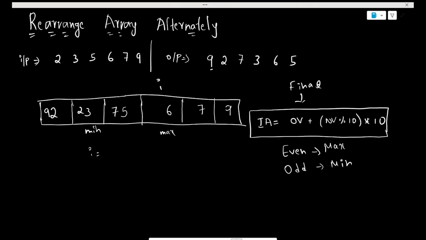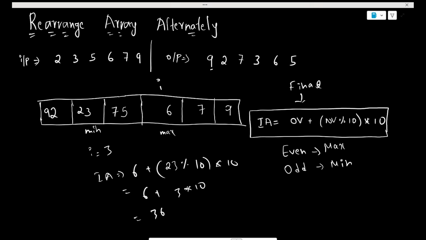Yeah, i is equal to 3, and after that the intermediate answer is the old value 6. Let's find the new value. For i equal to 3, 3 means odd, so we have to take minimum. 23 percentile 10 into 10, that would be 6 plus 3 into 10, 30 plus 6, 36. So update here 36, and after that i increments, and we have used min, so min also increments. Okay.